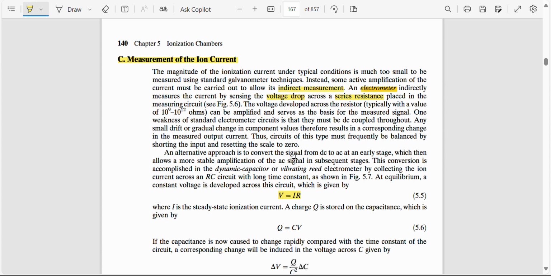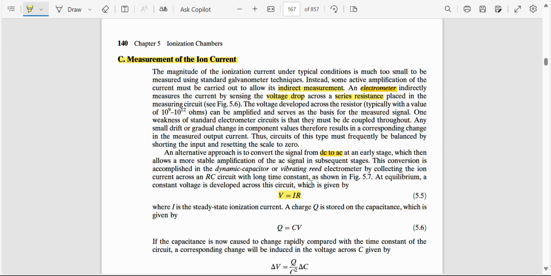An alternative approach is to convert the signal from DC to AC, which then allows a more stable amplification of the AC signal in subsequent stages. This conversion is accomplished in the dynamic capacitor or vibrating reed electrometer by collecting the ion current across an RC circuit with a long time constant, as shown in the figure.